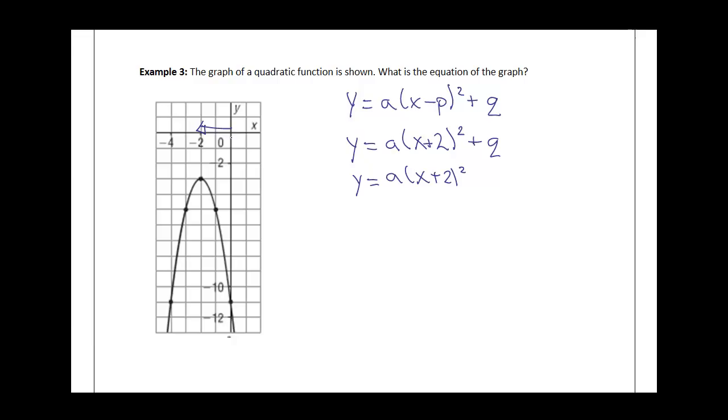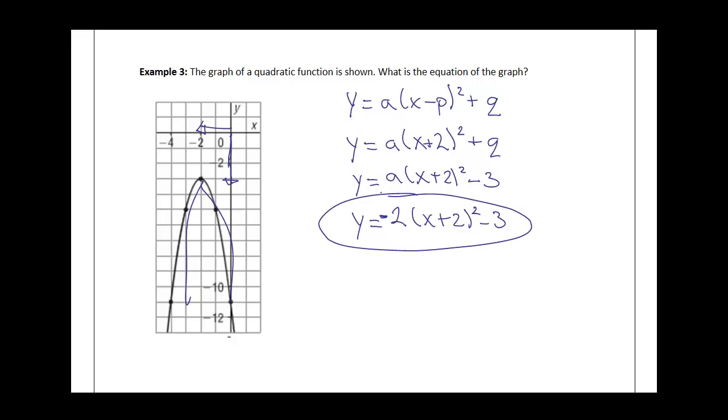What about our q? Now, it went downwards 3 units, so it is a -3 for our q. And lastly, our a here, well, it opens downwards, so we know that it's a negative value. And it looks like it went over 1 up 2, so it's being stretched by 2 units. Hence, our equation for this function is y equals -2 times (x plus 2) all squared minus 3.